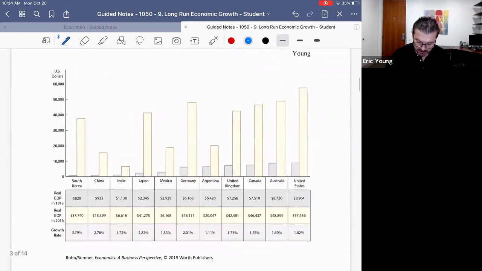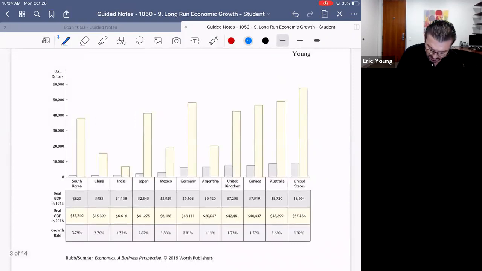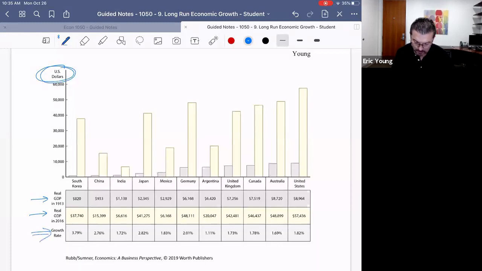Have this chart right here. This gives you up here the size of economies as measured in US dollars. And you see that we have countries including South Korea, China, India going across. Notice here that we have in this row real GDP in 1913, and then here real GDP in 2016. So about 100 years. And when you apply the numbers, you can get down here, critically, the growth rates.